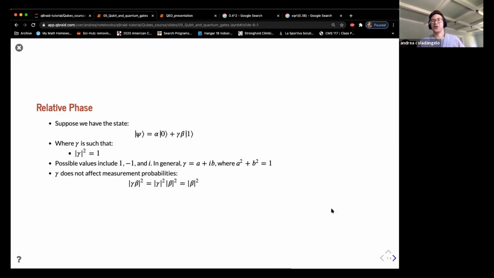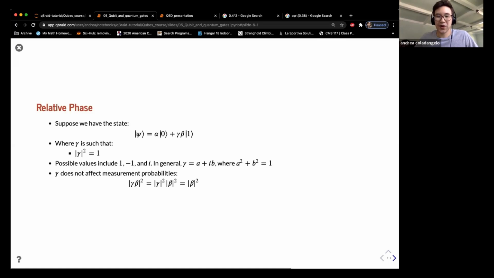Okay, so let me briefly touch upon the concept of relative phase. Which is what I was getting to, right? Suppose we have the state psi, alpha 0 plus gamma beta 1. So there's an extra multiplication by gamma, which is some other complex number. And suppose that gamma has modulus squared equal to 1, a complex number with magnitude 1. So possible values of gamma would include 1, minus 1, i, for example. But in general, gamma could be any a plus ib, where a and b are real numbers, and a squared plus b squared is equal to 1, right?